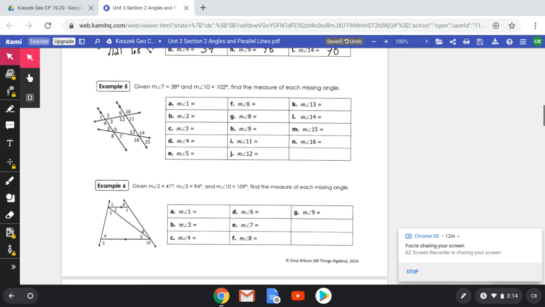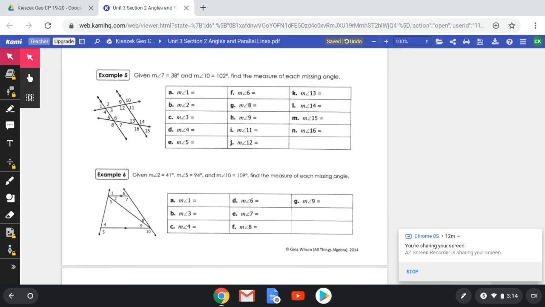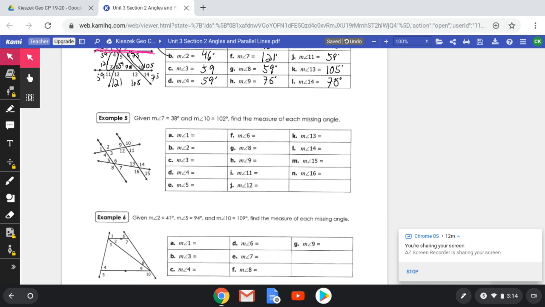Okay. Let's look at these next two examples here. And again, if you feel like you want to try these out, because normally if I was in class, I would have you guys try 5 and 6 and then we'll come back together. So if that's what you want to do, you can pause the video now and then watch it to see if you got it correct.